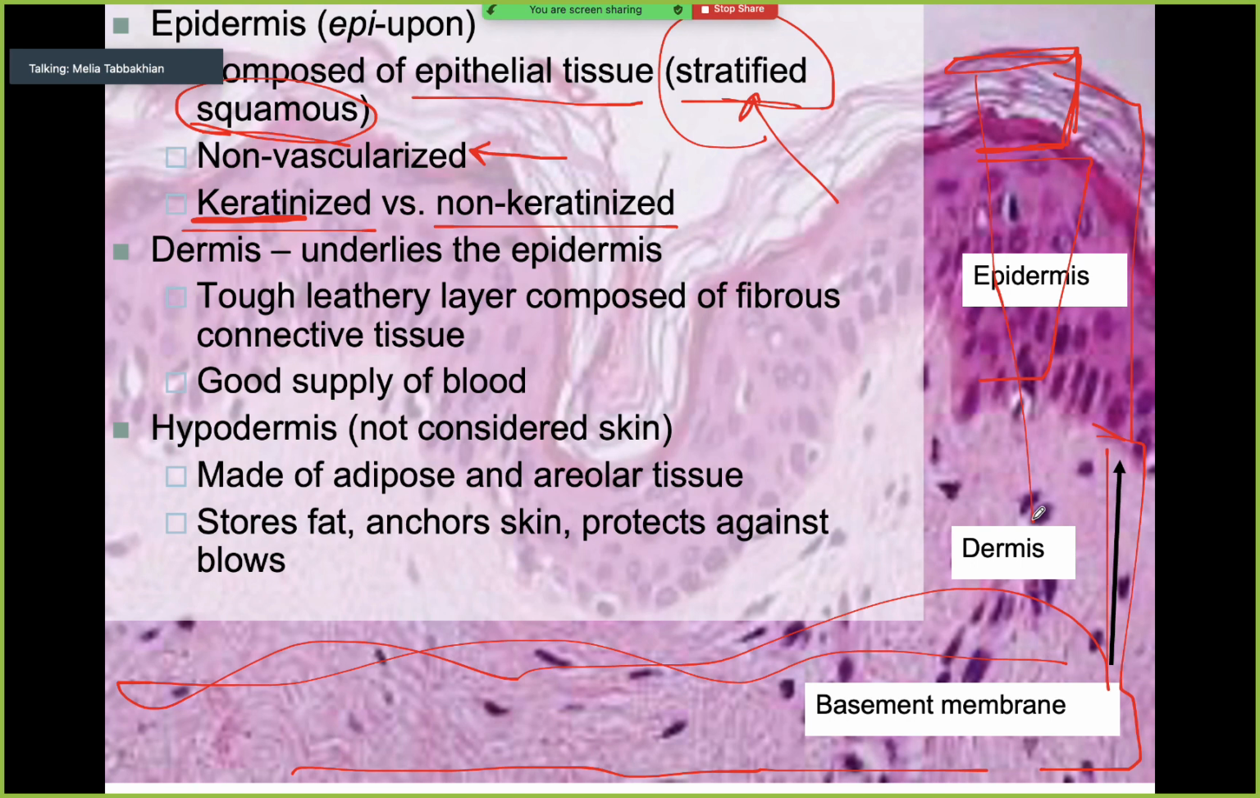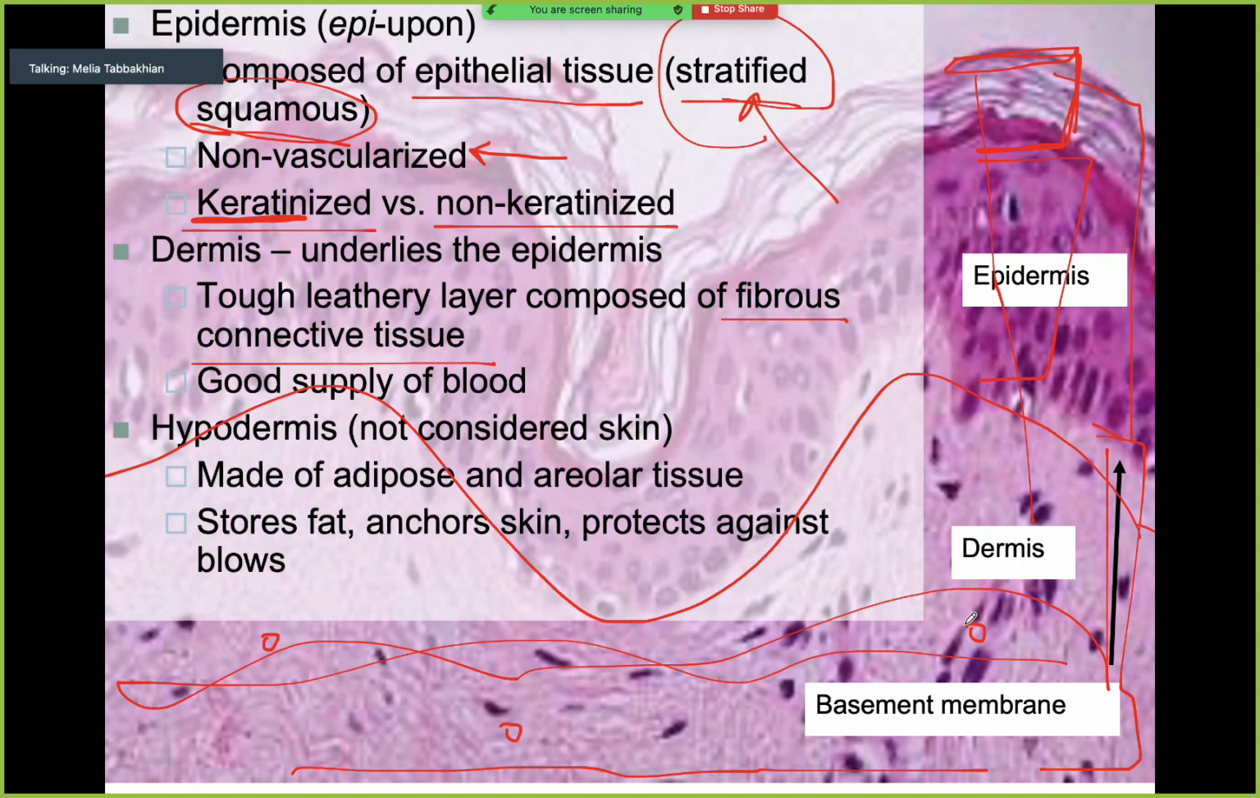So the dermis has a really good blood supply, but the dermis, its main type of tissue it's made out of is connective tissue, not living cells. So the dermis is made mostly of a fibrous connective tissue. There are living cells around it, but the main structural component is connective tissue.